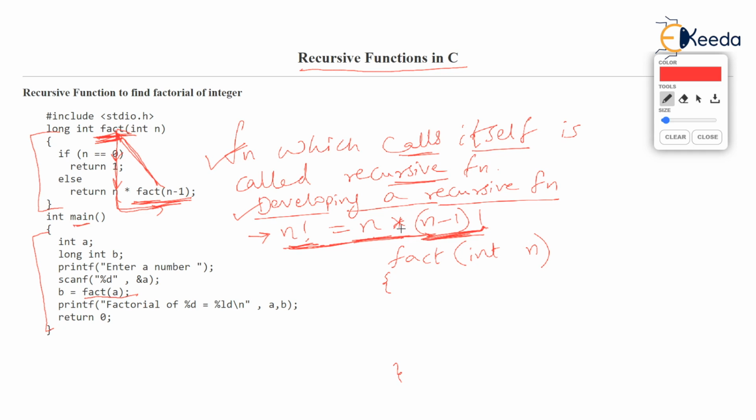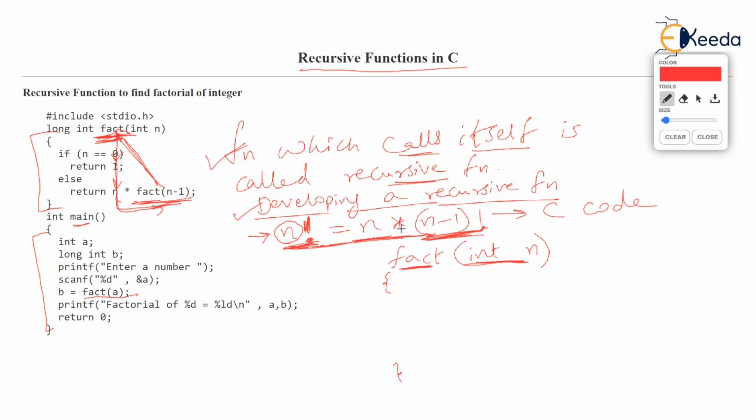Now, how do you map this in C language? How to write this in C code? It is so straightforward. You want to find n factorial, so you write it as the fact function. Instead of the exclamation symbol, you write the name of the function, which is fact. And whose factorial are you finding? You are finding n factorial. So that will become the parameter int n, isn't it?